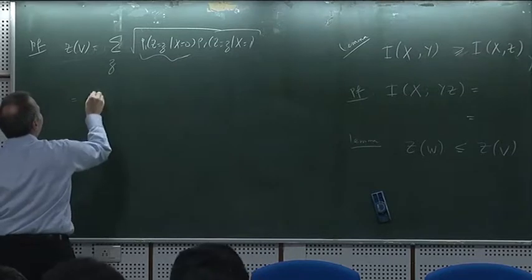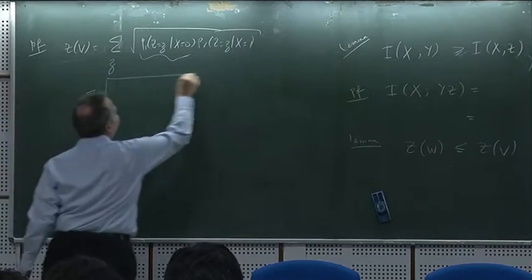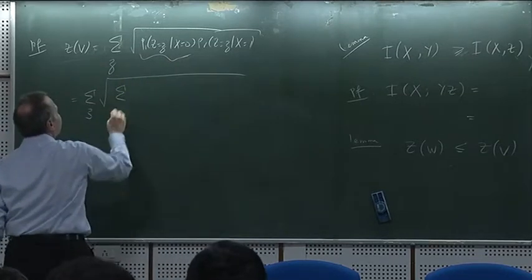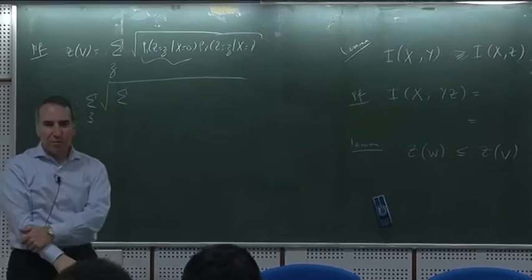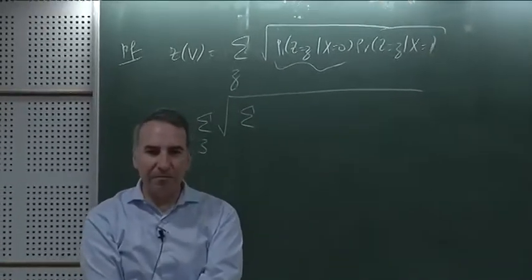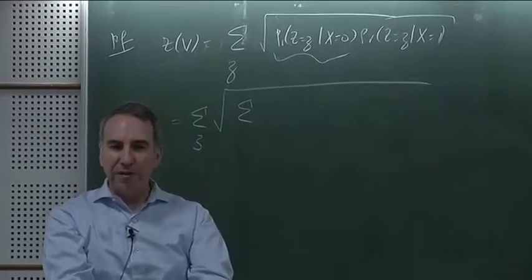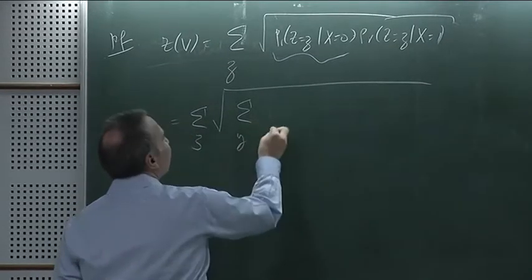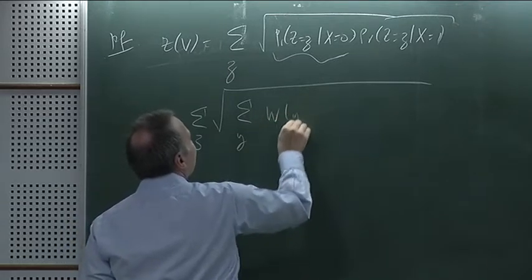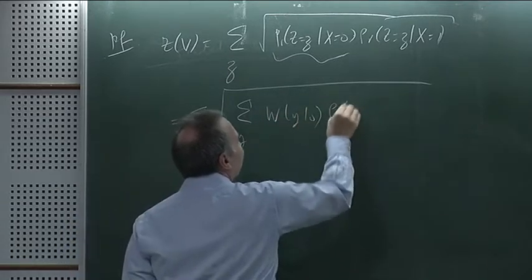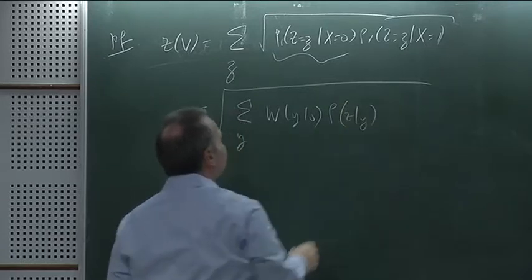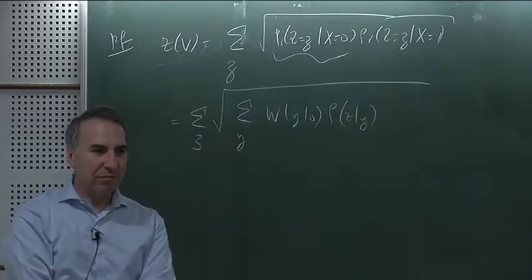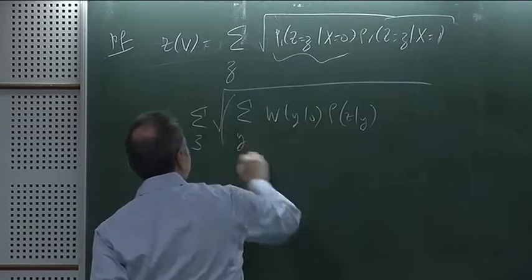If X is 0, you can get to a particular output Z by first going through some Y, and then from that Y I'm supposed to get to Z. This is a summation over Y of W of Y given 0, and the P of Z given Y.